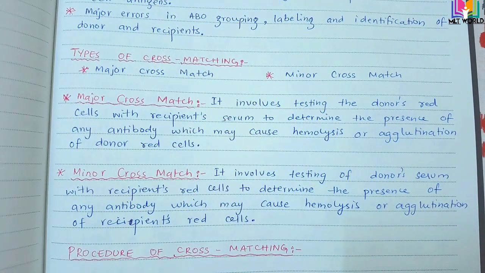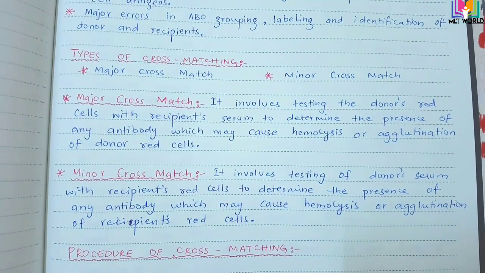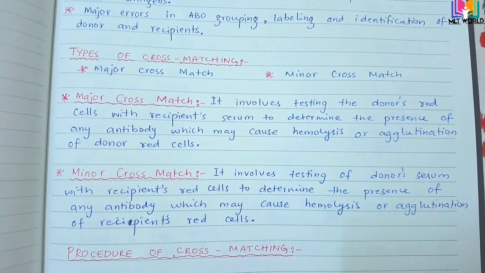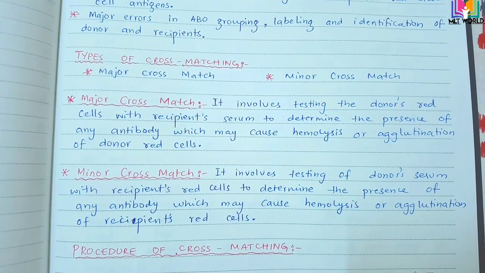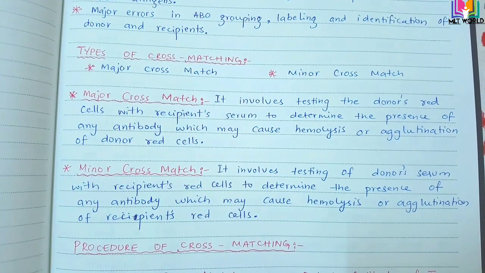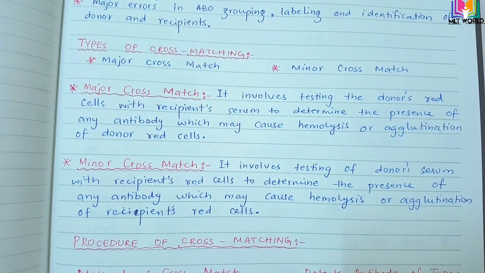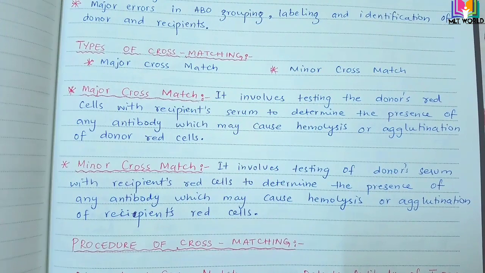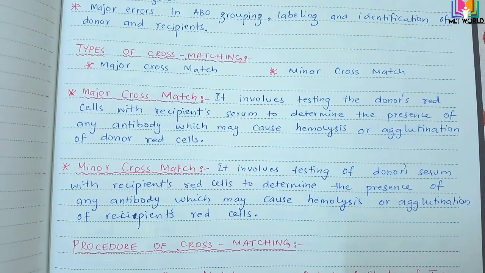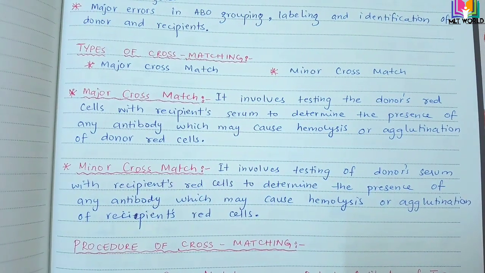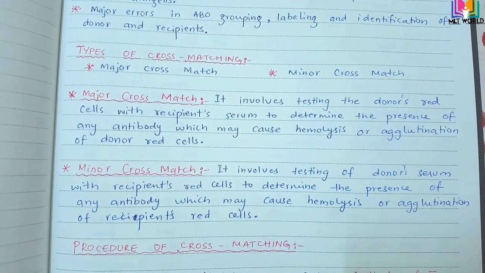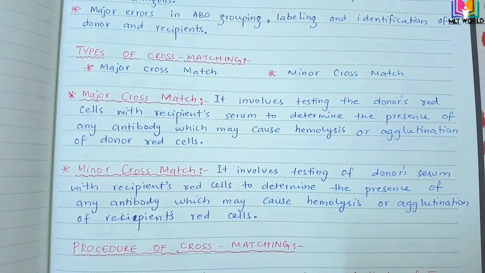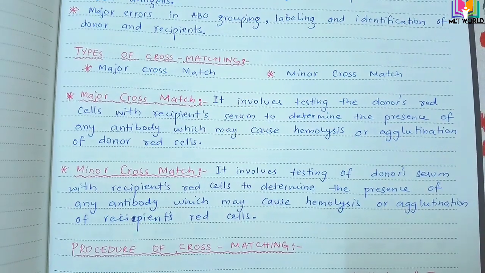This is a very important point, not only for cross matching but also for interviews, viva and MCQs. Sometimes in MCQs it will be written: in major cross match, if donor red cells are available, then what will you use from the recipient? You can answer serum or plasma. If the option is serum, choose serum. If the option is plasma, choose plasma.